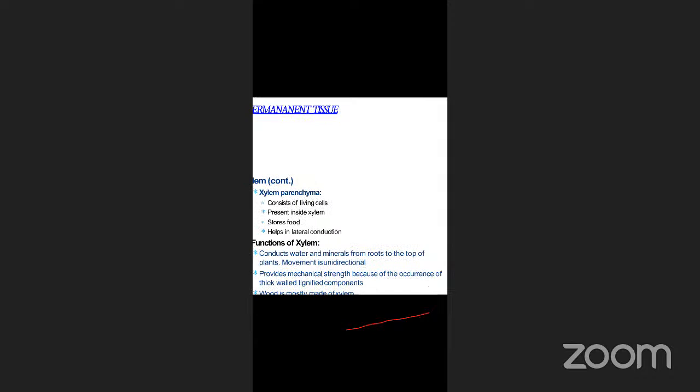Next, the functions of xylem, already discussed: conduction of water and minerals from root to the top of the plant, and the movement is unidirectional, from bottom to top. It also provides mechanical strength because of the thick-walled lignified components, that is tracheids, fibers, wood parenchyma and rays. Wood is mostly made up of xylem.